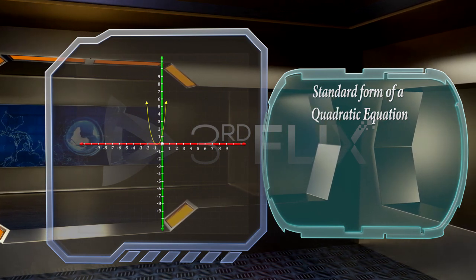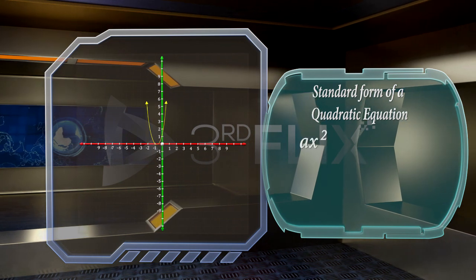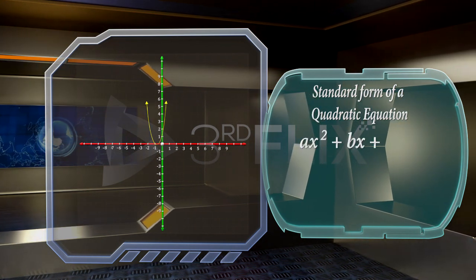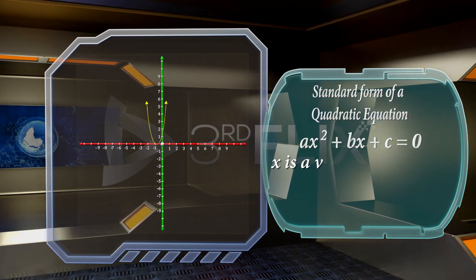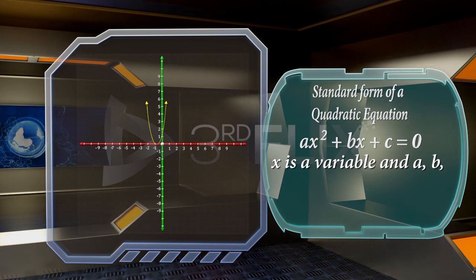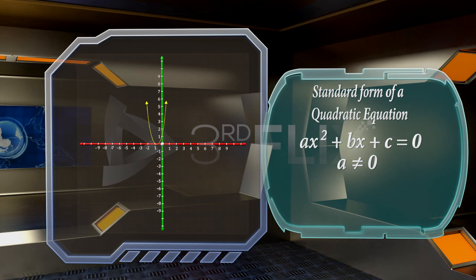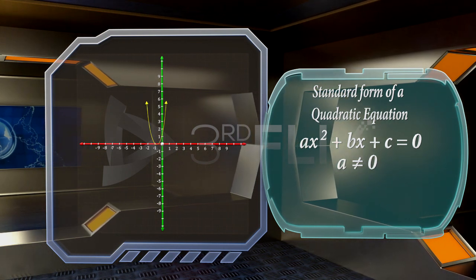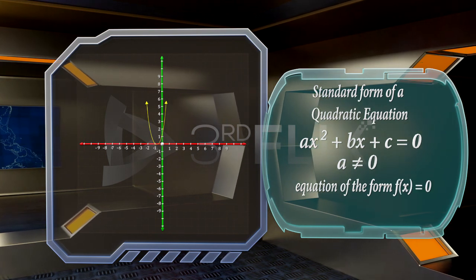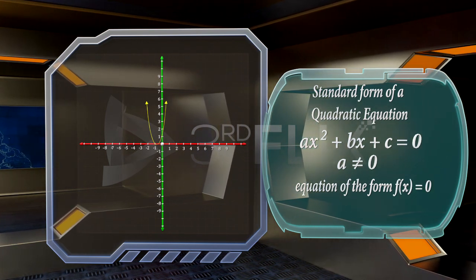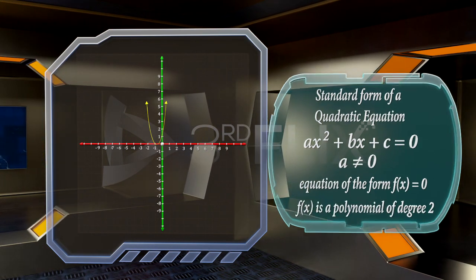Standard form of a quadratic equation. An equation of the form ax² + bx + c = 0, where x is a variable and a, b, c are real numbers, a not equal to 0, is called a quadratic equation. That is, any equation of the form f(x) = 0, where f(x) is a polynomial of degree 2.